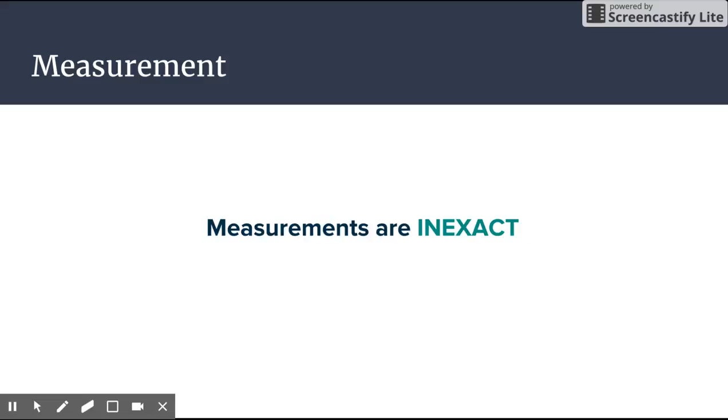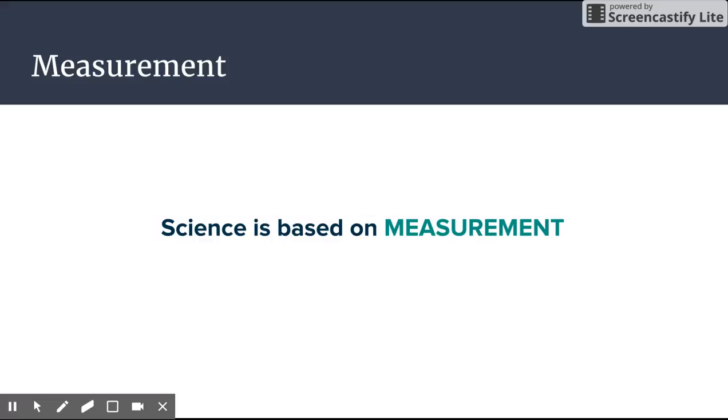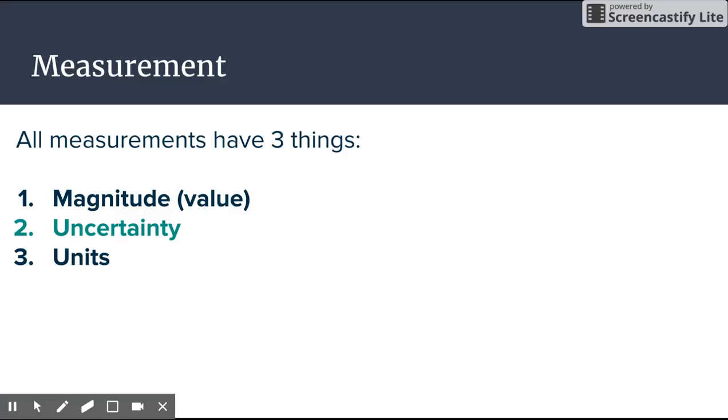We also know that measurements are inexact. Okay, they're not exactly a certain way. There's a little bit of wiggle room involved in measurements. Science is based on measurement. So sometimes people say that, oh, well, it's an exact science. When we just said that measurement is not exact, and then measurement is involved in science. So go figure.